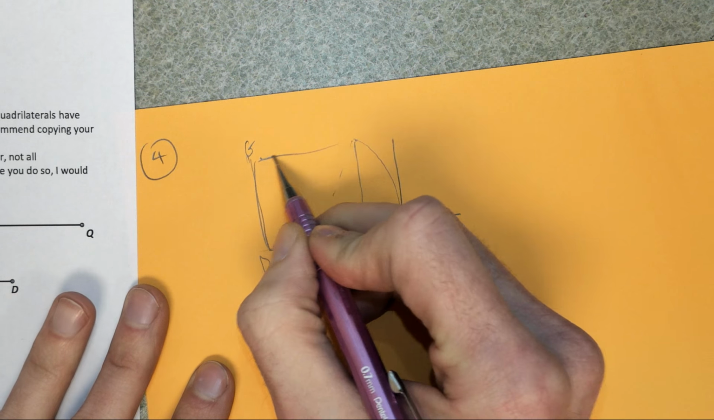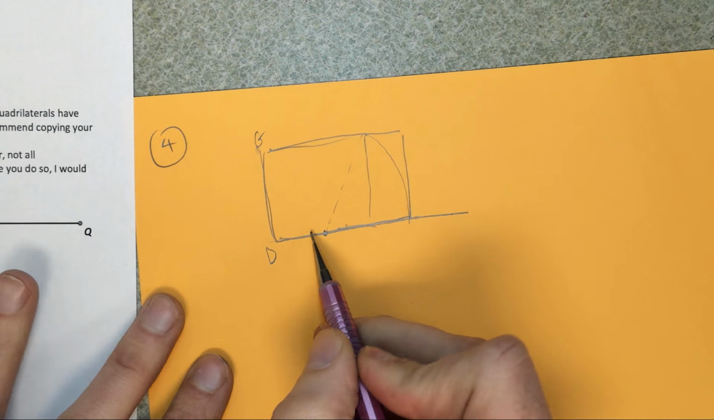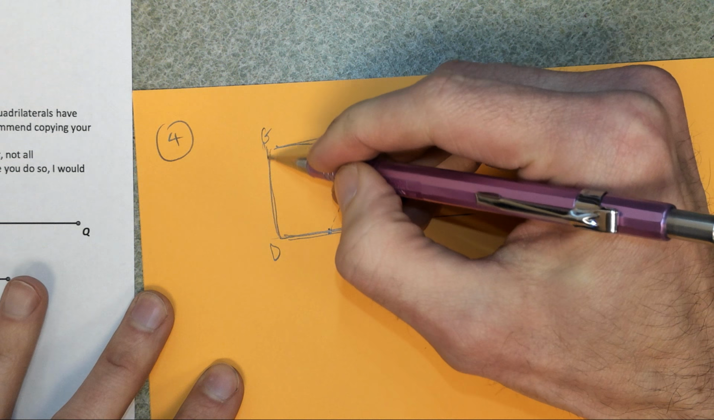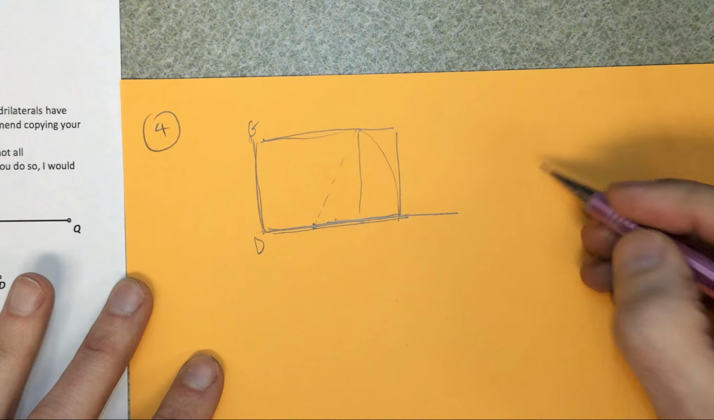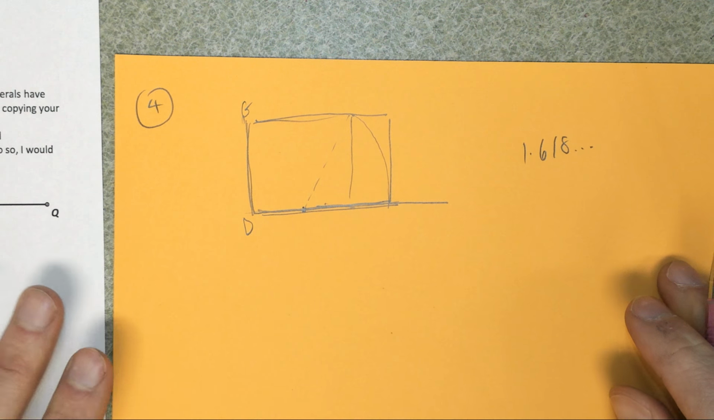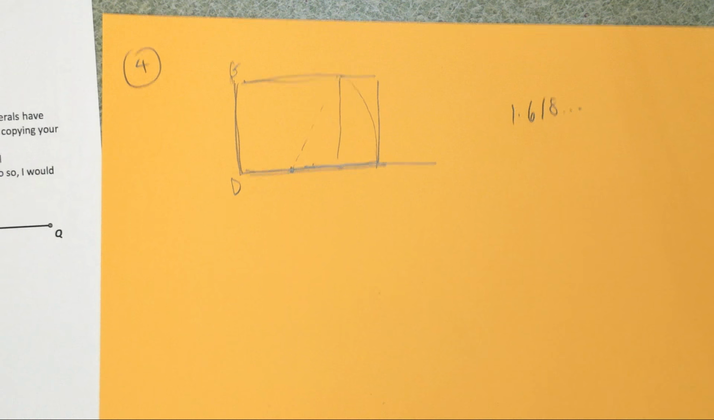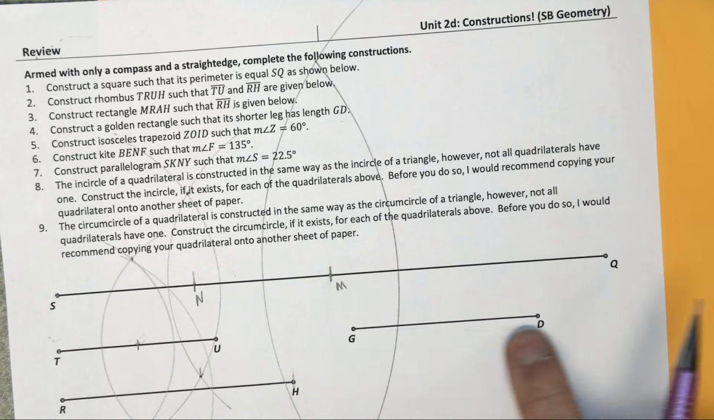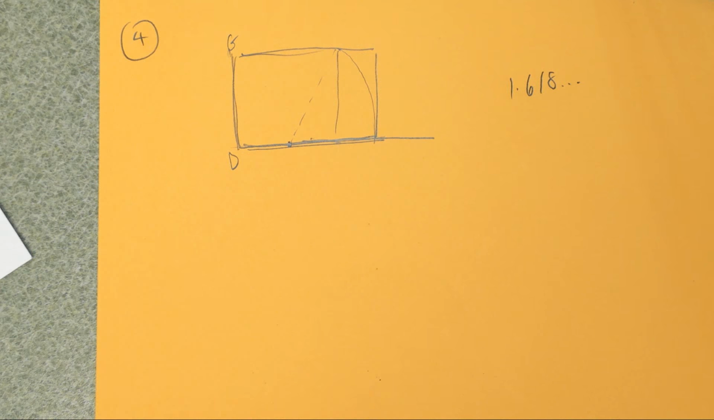Then I complete my rectangle here, and this thing is golden such that the ratio of this long side to the short side is equal to 1.618-ish. Goes on forever. Okay, so let's start by copying our segment GD down to our piece of paper.